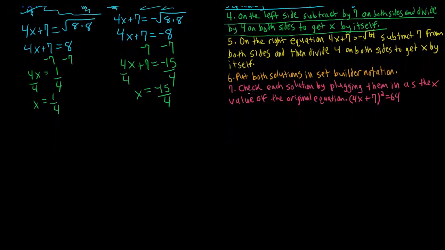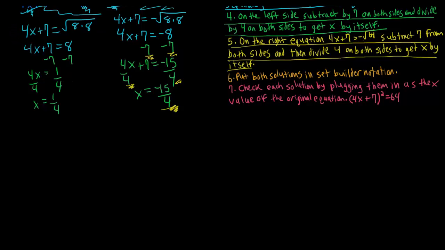Now, for step 5, it says on the right side of the equation, subtract 7 from both sides and then divide by 4 on both sides to get x by itself. Well, I already did that. I did that right here. I subtracted 7 on both sides and then divided by 4 on both sides, and I got x by itself to be negative 15 over 4.